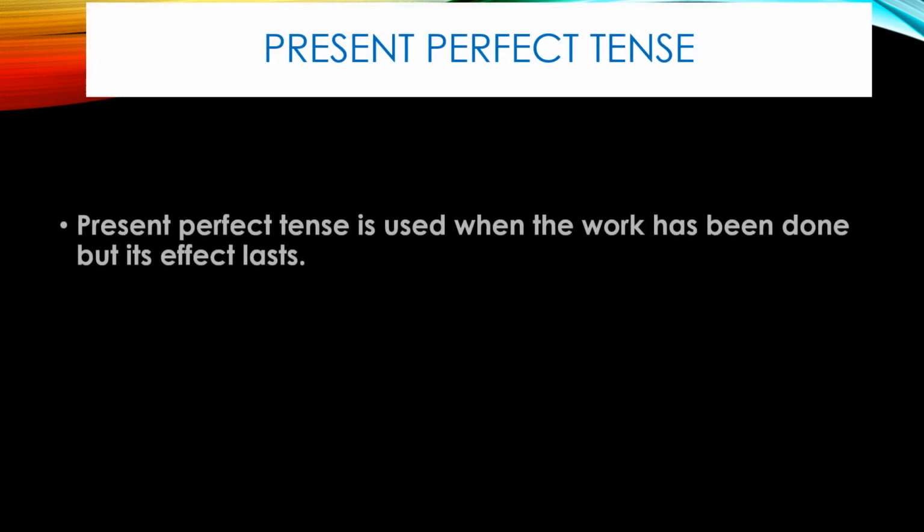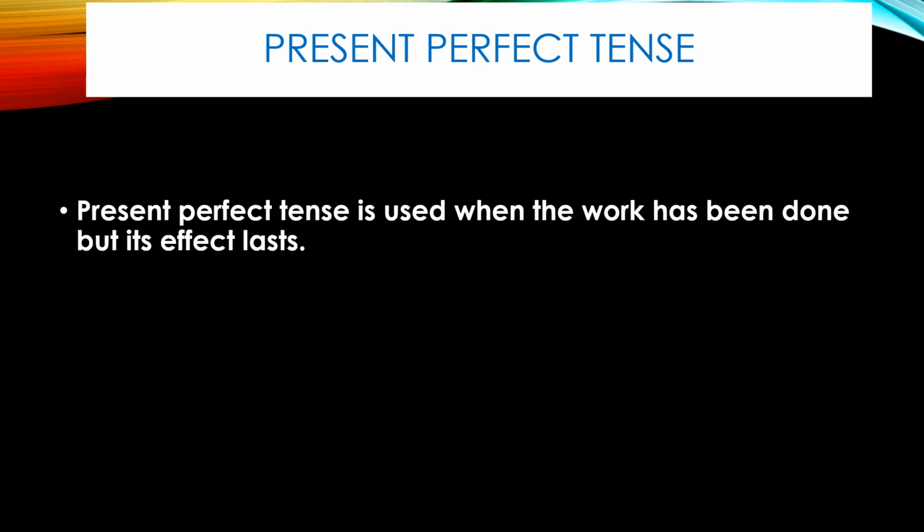Students, for present perfect tense, we first have to understand the definition nicely. The definition is: present perfect tense is used when the work has been done. The work has already been done, but its effect lasts. Effect means fall, and last, the fall or effect is present in present time. You have to understand it nicely that the effect lasts. The work has been done, but its effect lasts. Okay, I will give you some examples, then you can easily catch the effects. Sometimes the students fail to catch the effects.